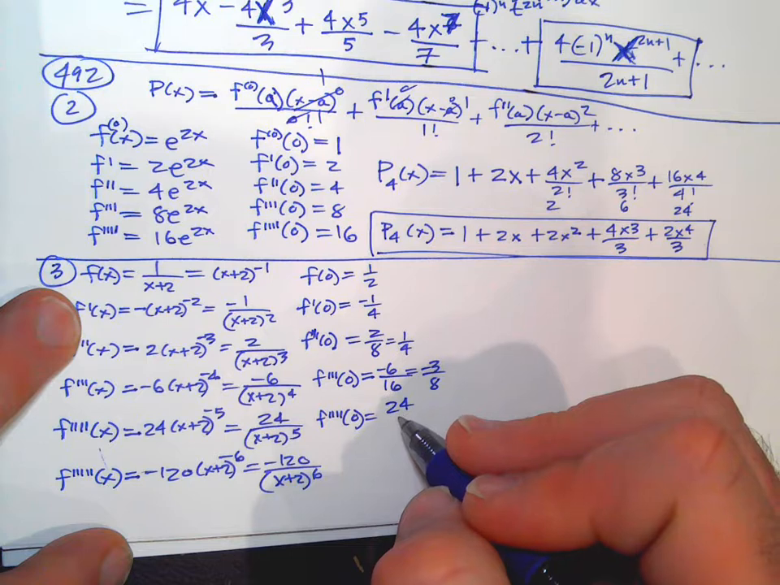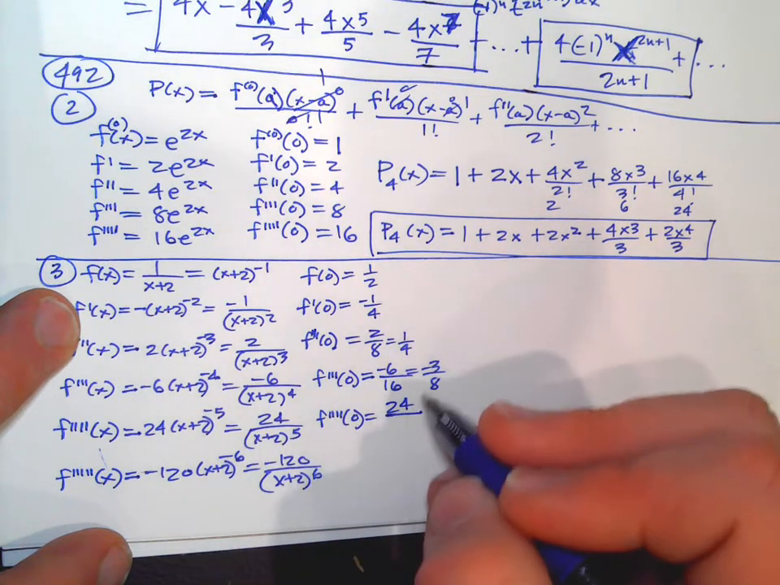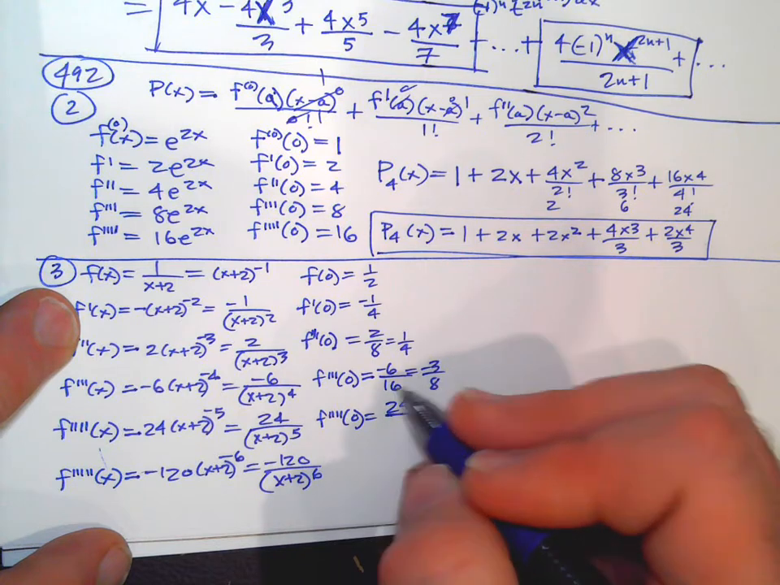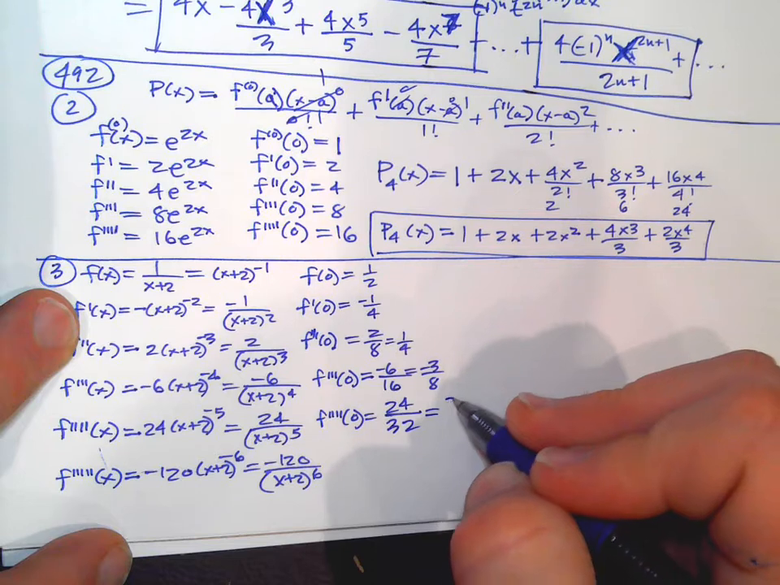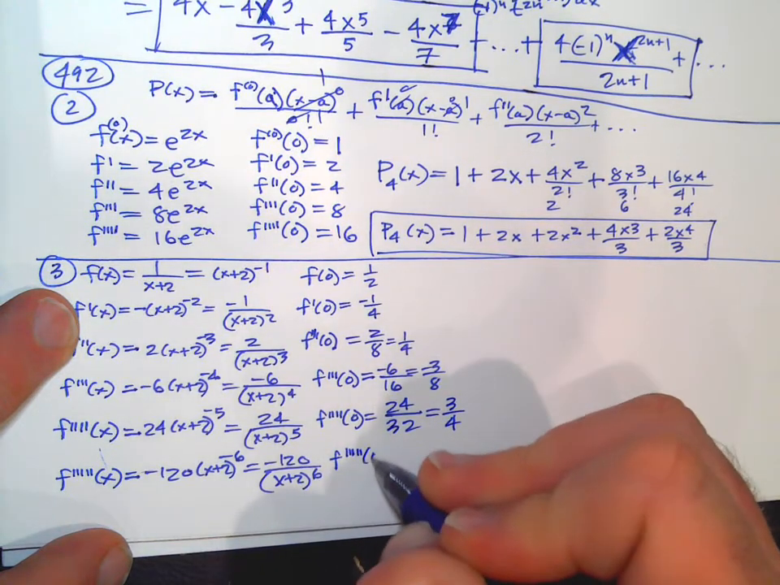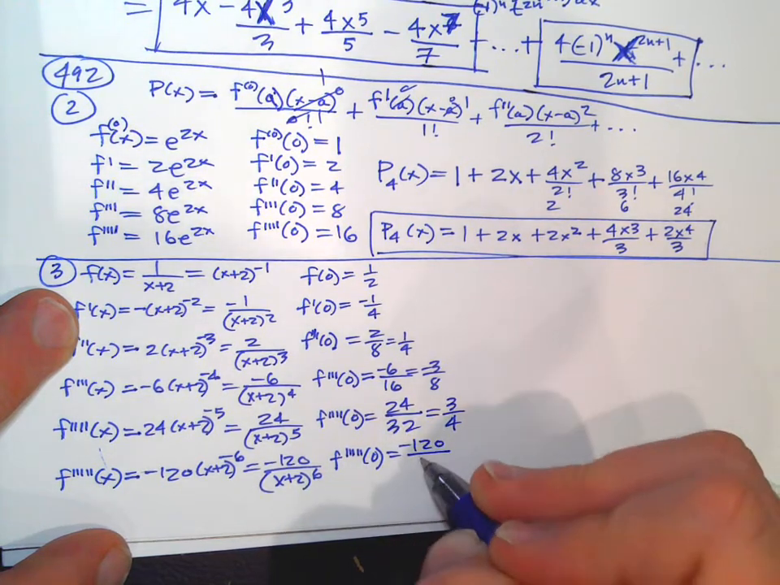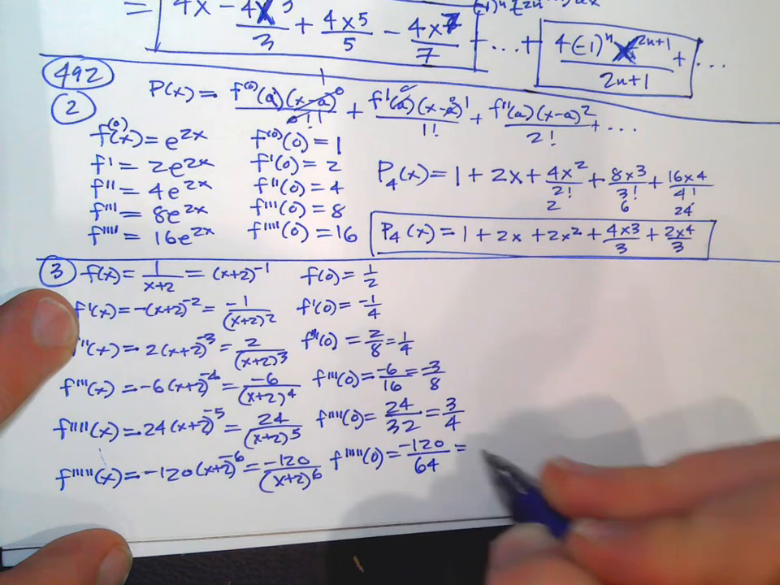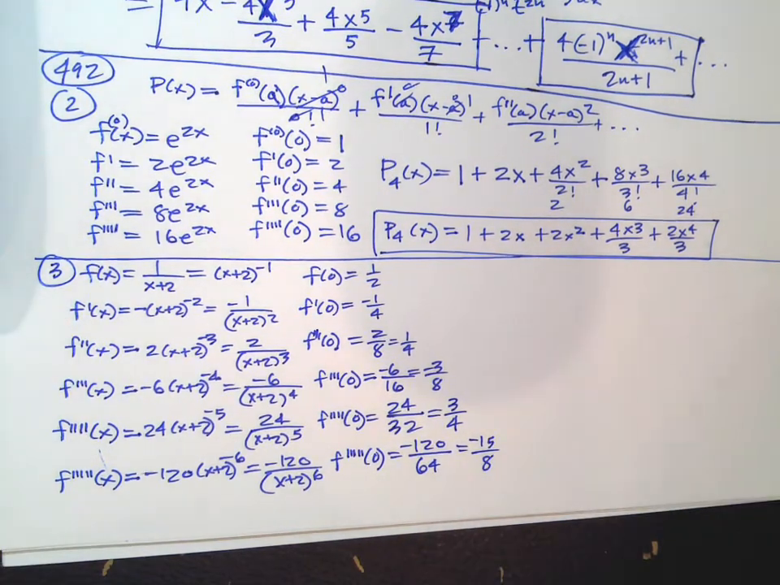Okay, so what do we get? 2 to the fifth, 8, 16, 32. Times another 2 is 64. You take an 8 out of all these, negative 15 over 8. Okay, so those are all the values we need. I mean, it's tedious. It's not like hard. It's tedious.